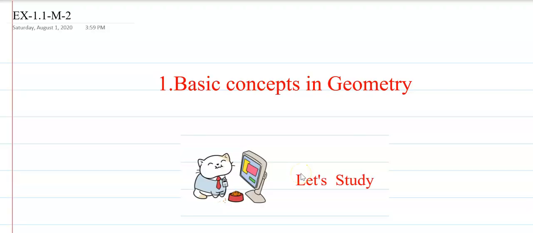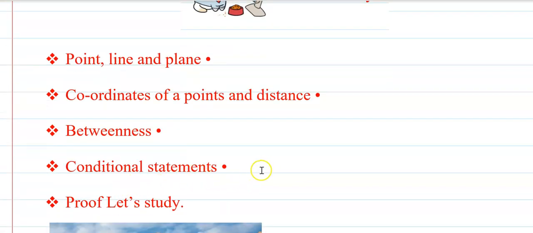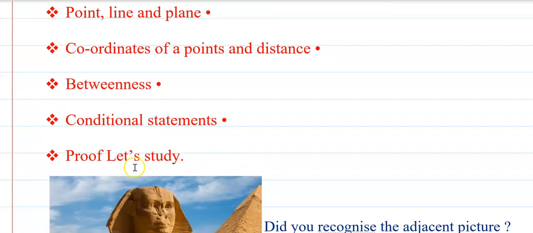Hello friends, now we'll start the new chapter for Mathematics 2. That is a basic concept in geometry. Now let us study. In this chapter, we will study the point, line and plane, coordinates of a point and distance, betweenness, conditional statements, proof. Now let's study.